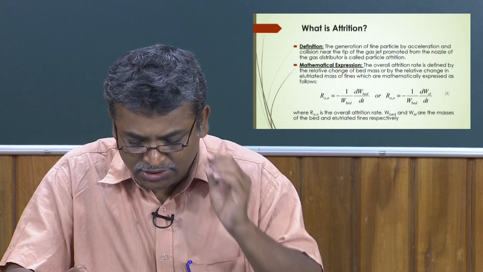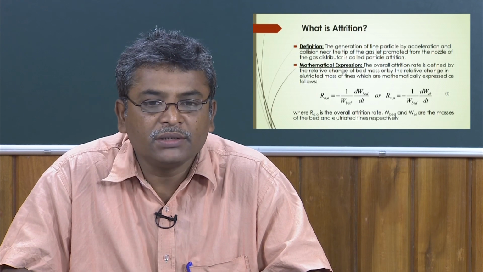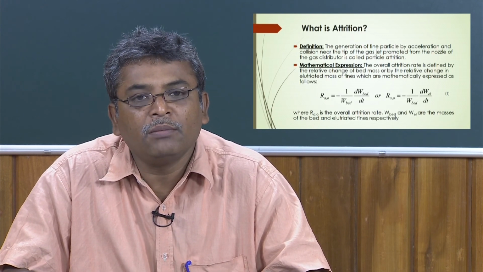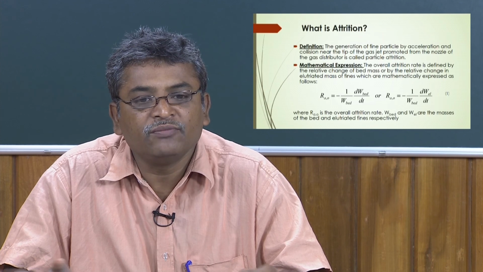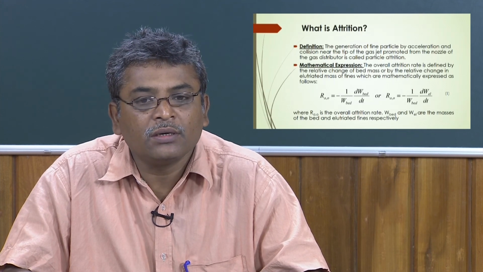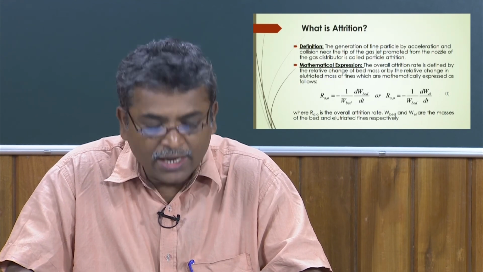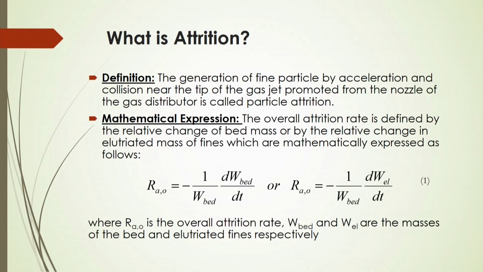And this attrition rate, that is the overall attrition rate, is defined by the relative change of the bed mass, or by the relative change in attrited mass of fines, which is mathematically expressed as follows here. Now, here R_A0 is the overall attrition rate, and W_bed and W_EL, you can say, are the masses of bed and attrited fines respectively.